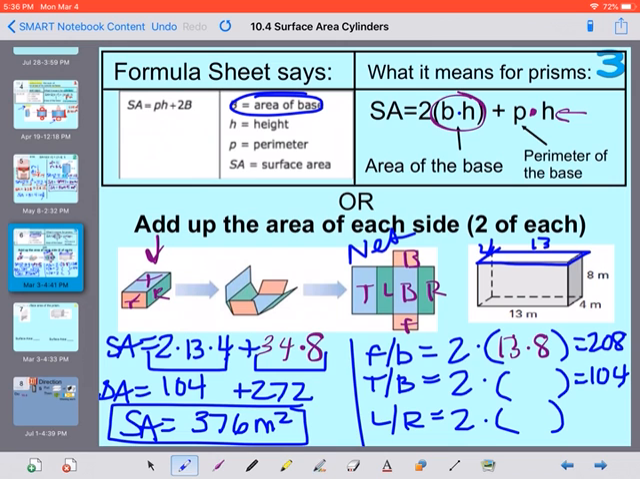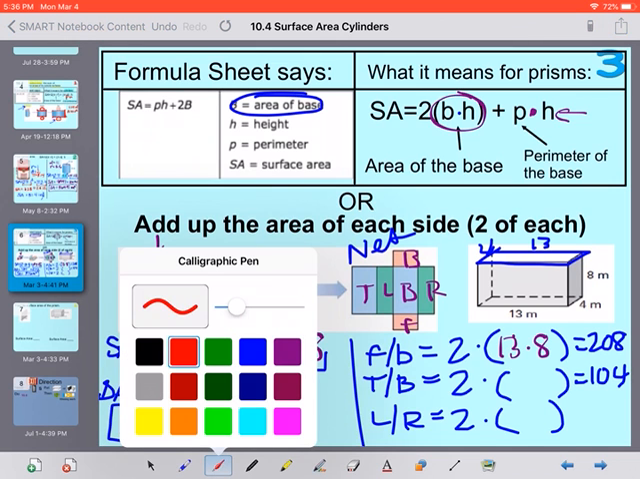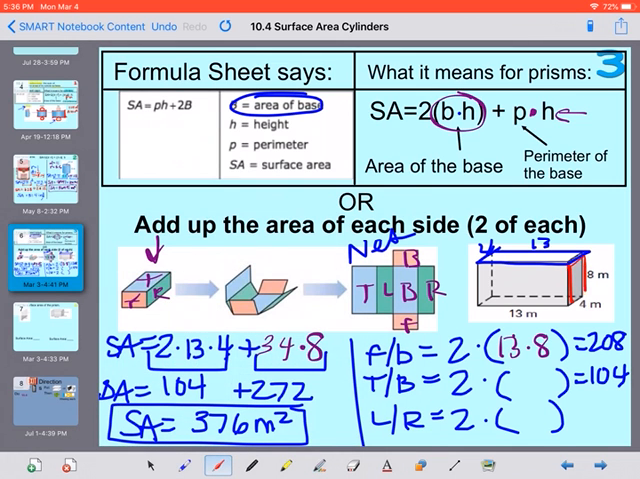And then last, we have our left and our right side, or in this case, the smallest side, which has a base of 4 and a height of 8. Oops, I forgot to write the other one in here. 13 times 4. So 4 times 8 is 32, times 2 again is 64.